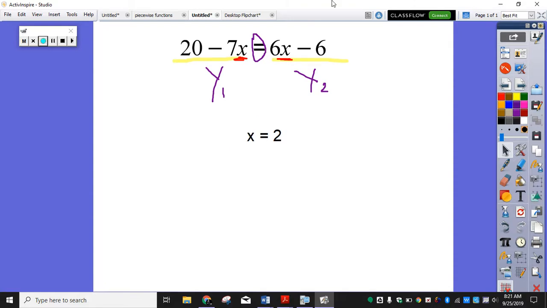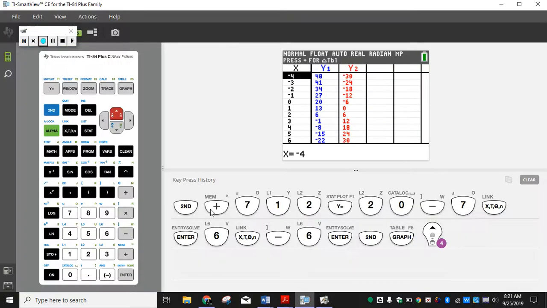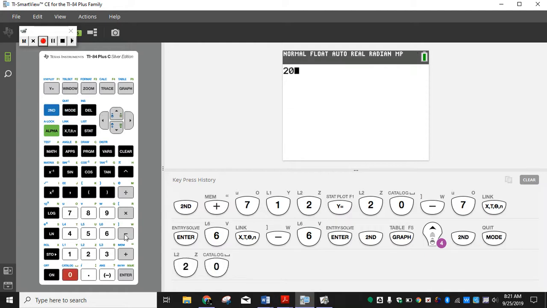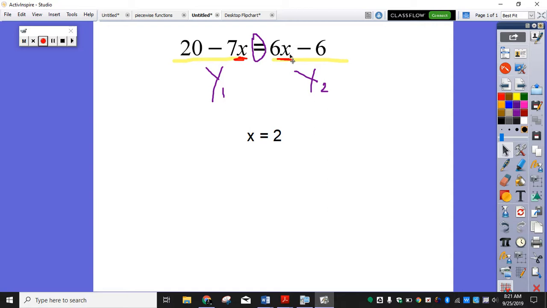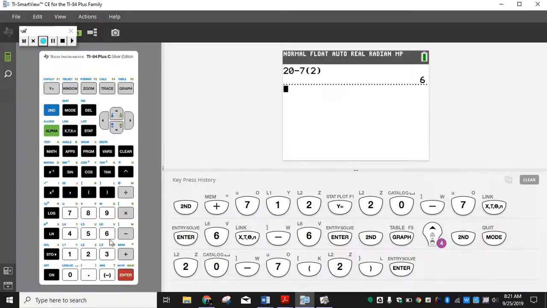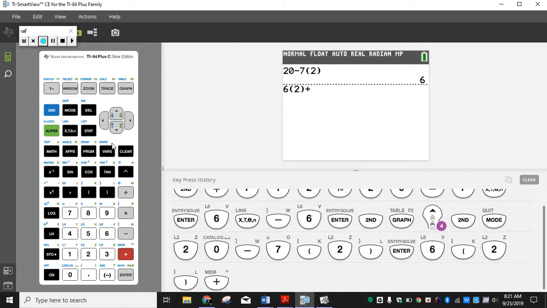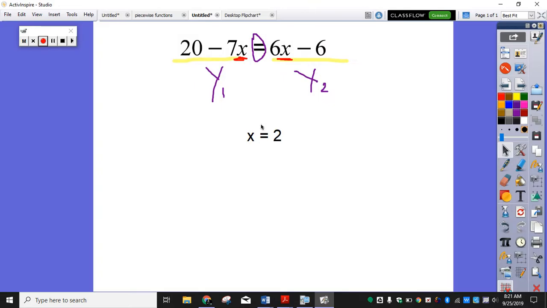If I substitute that back into each half, I should get the same output. So 20 minus 7x would become 20 minus 7 times 2. I can type that in my calculator really quickly. 20 minus 7. And then anytime I substitute, I use parentheses. I get 6. And then if I test it in the right side, 6x minus 6 would become 6 times 2 minus 6. Did I get the exact same output from both? Yes. So I tested my solution and it does work.